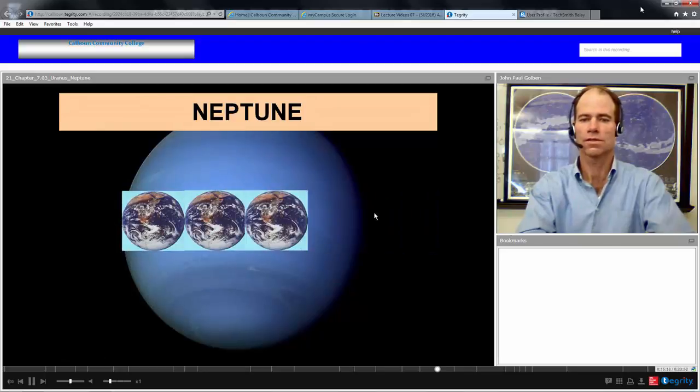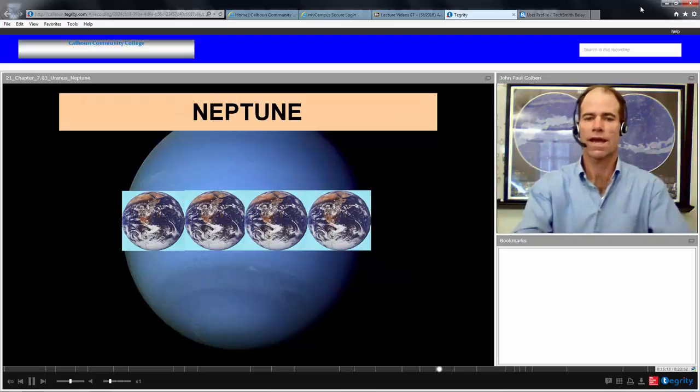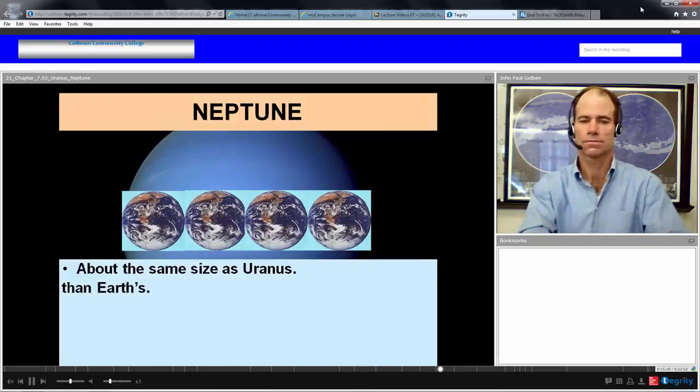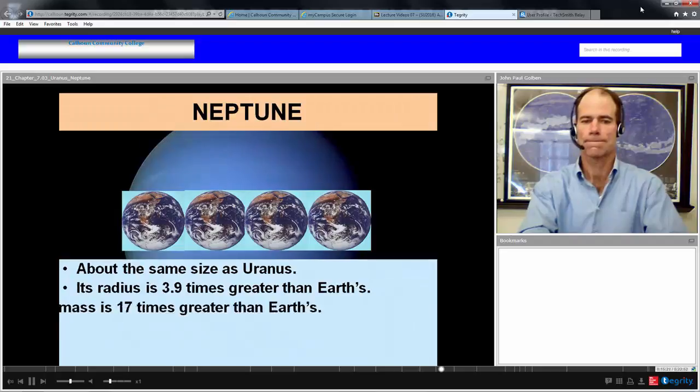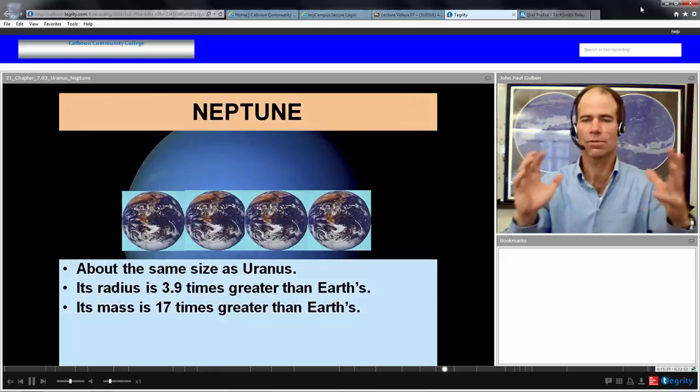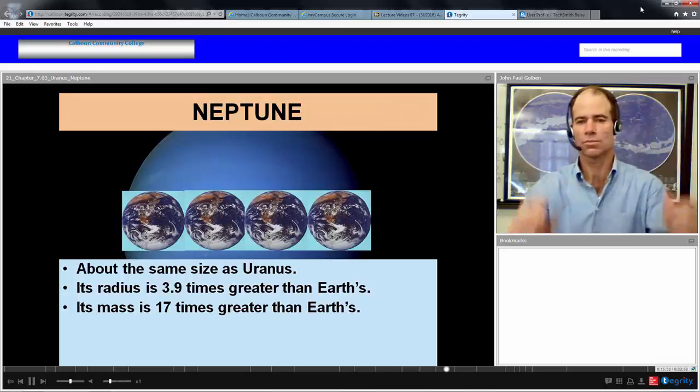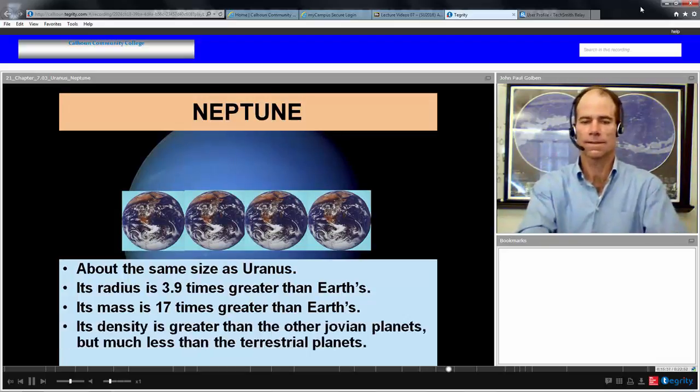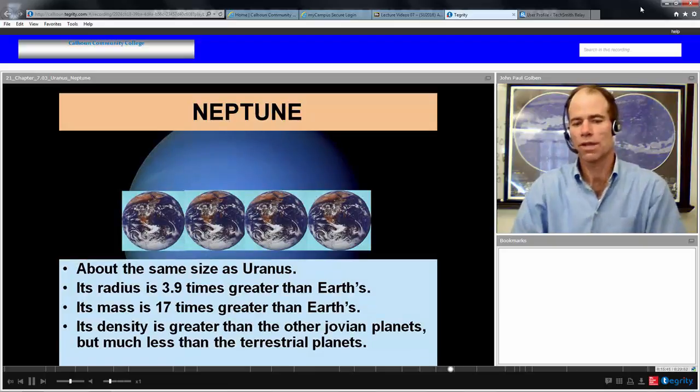Neptune also is about the same size as Uranus, about 4 times the diameter of the Earth, 3.9 times greater than the Earth. Its mass is 17 times greater than the Earth, so it's a little bit denser than Uranus. There really is truly a sister planet to Uranus, though, in terms of relative size and density. Density is greater than the other Jovian planets, but much less than the terrestrial planets.